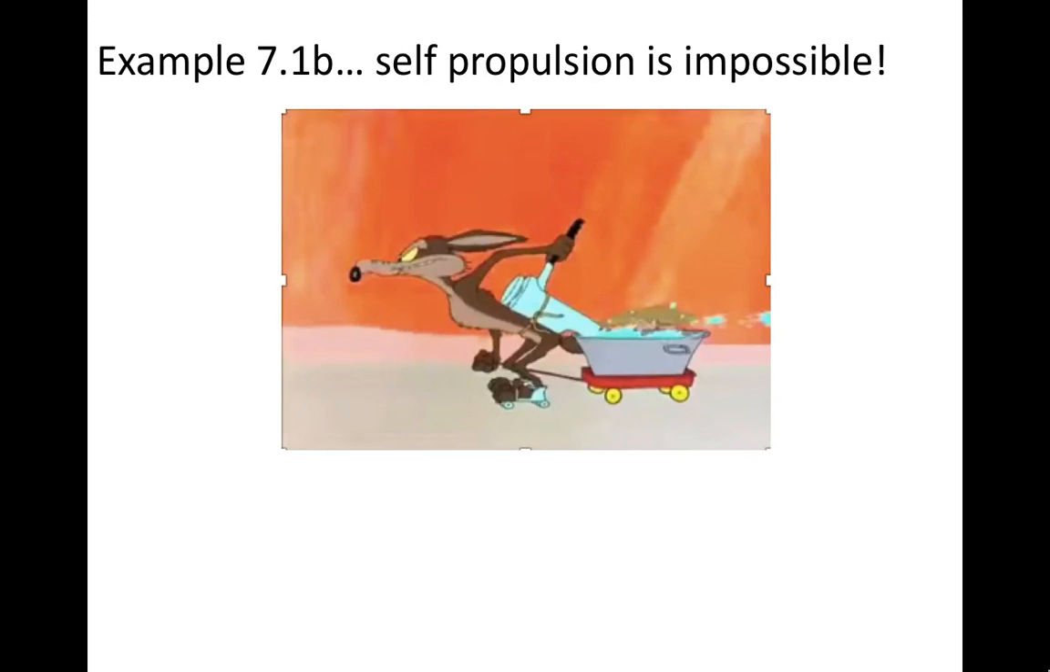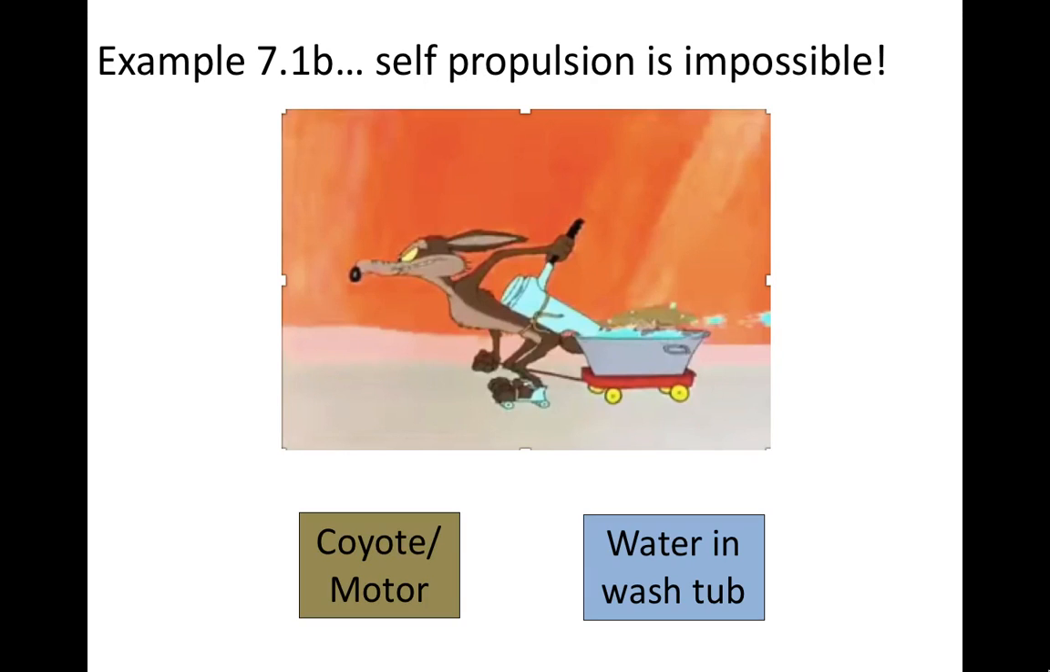Well, let's look at this example in a little more detail. We have two objects that are contained within our system. As a whole, you're going to see that the forces should cancel out, and he should not be able to accelerate forward. The outboard motor is pushing backwards on the water, and in turn, the water is going to push the coyote and motor forward. This is what a boat does. The boat pushes backwards on water, so the water pushes the boat forwards.